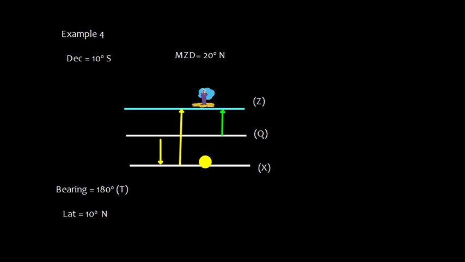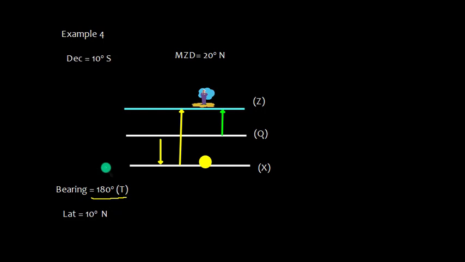Now, let us move on to example 4. Declination is 10 degrees south and meridional zenith distance is 20 degrees north. So, here Q is 0 degrees and the declination is 10 degrees south. But meridional zenith distance is 20 degrees north, so from here you go up by 20 degrees north. So, from the equator it is going to be only 10 degrees and the direction will be north. Now, coming back to the bearing, the observer is here, then you see the bearing is southerly, or 180.